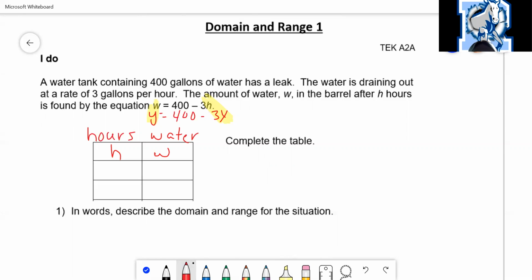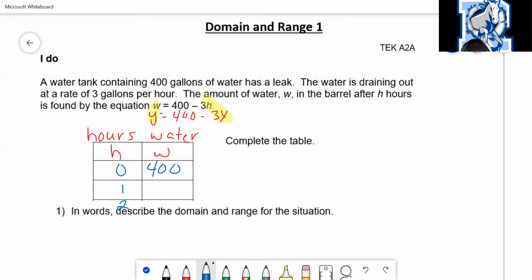Okay. So when you think about this, what is the smallest amount of hours you can have? Can you have -1 hours? No. You can have 0 hours. So we can start at 0, 1, and I'm going to add a 2 down here. Before there's a leak in the barrel, how much water did they have? It had 400.